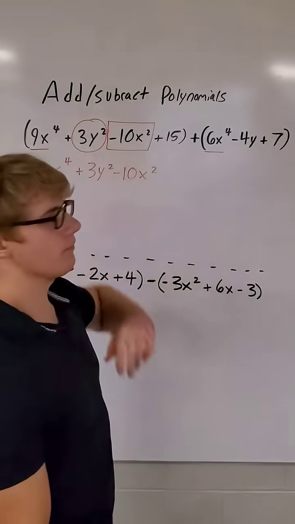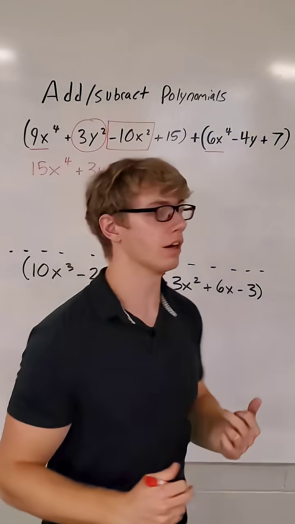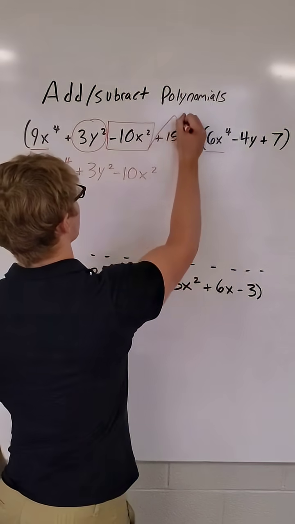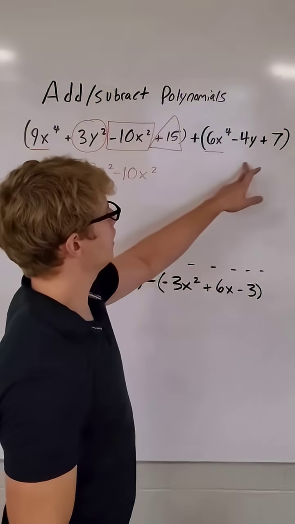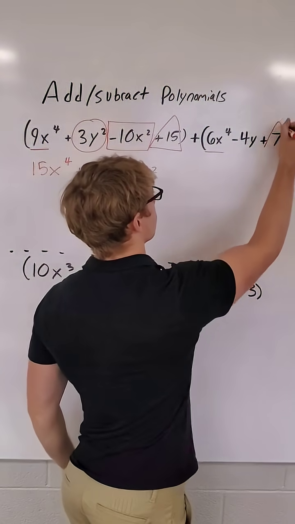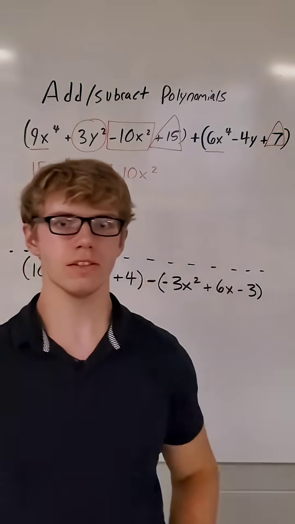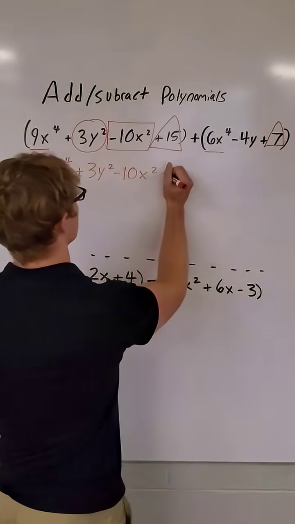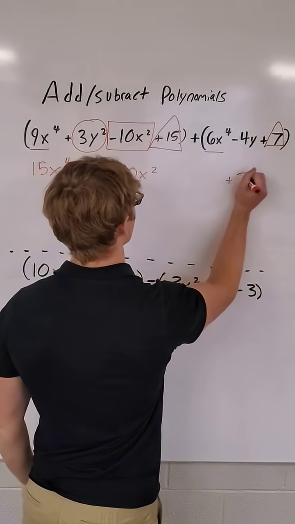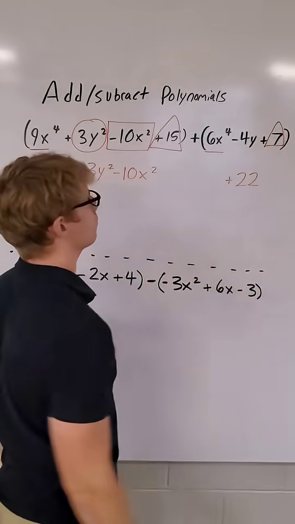Next up, we got 15. That's a constant. There's no variable there. Okay, I'm going to put a triangle around this one. I'm going to scan, and I see a 7. Another term with no variable. So I'm going to add 15 and 7 together, and I'm going to get 22. Now, I'm going to put this closer to the end because we also have this minus 4y here.